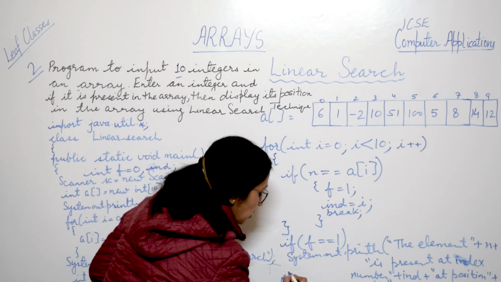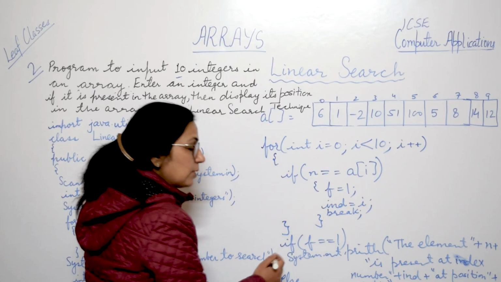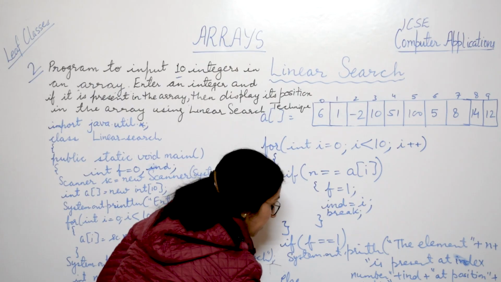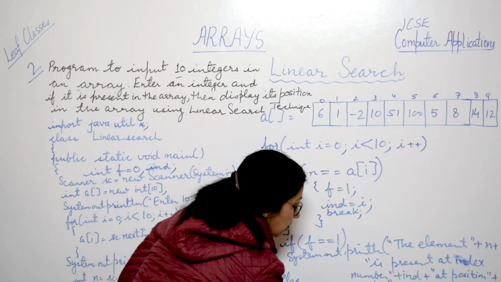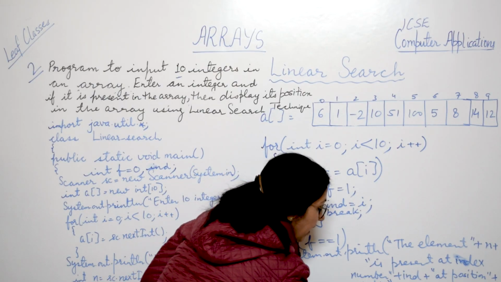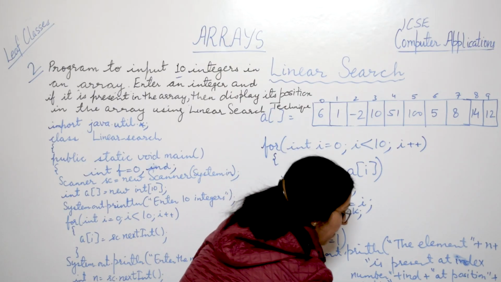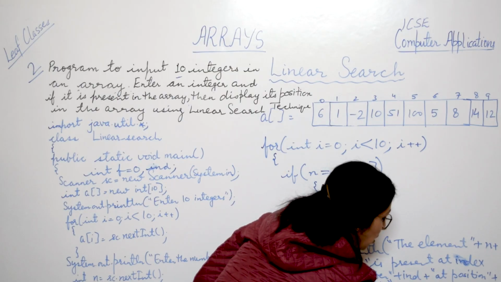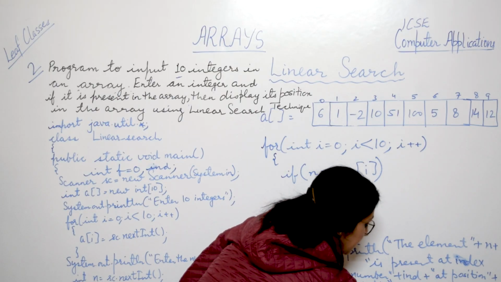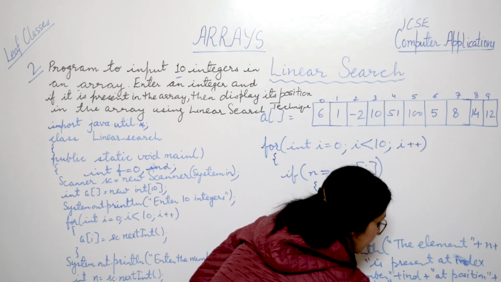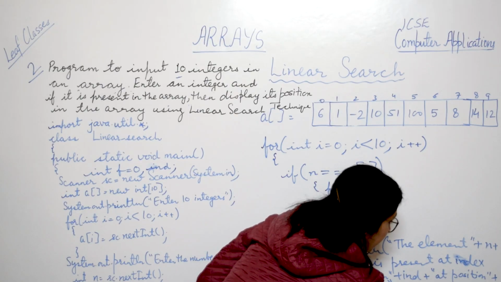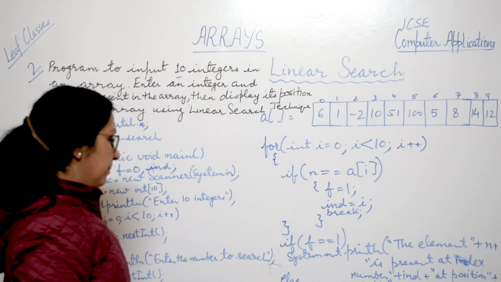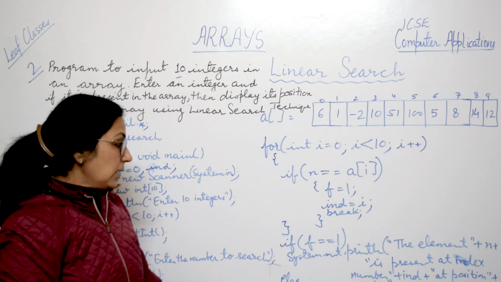Else what you have to write? If this condition is false, maybe the number is not present. So you will be writing the print statement System.out.println, number is not present in the array, right? And you close main and you close class. Children, I suppose it is clear to all of you.